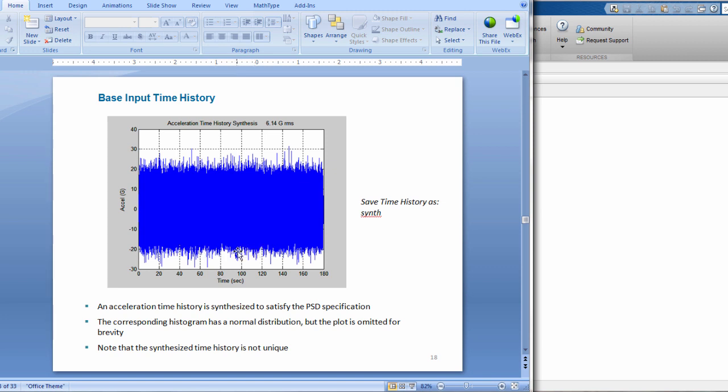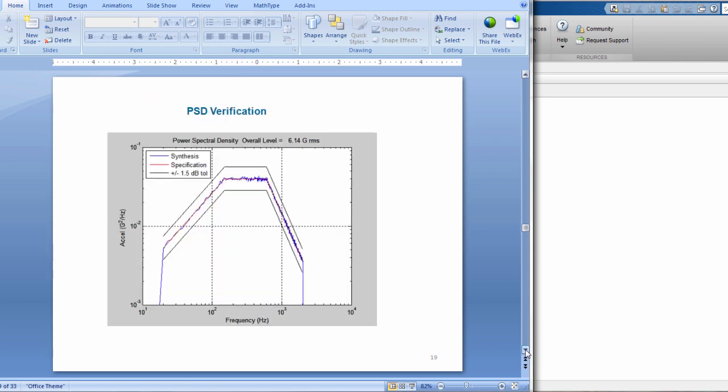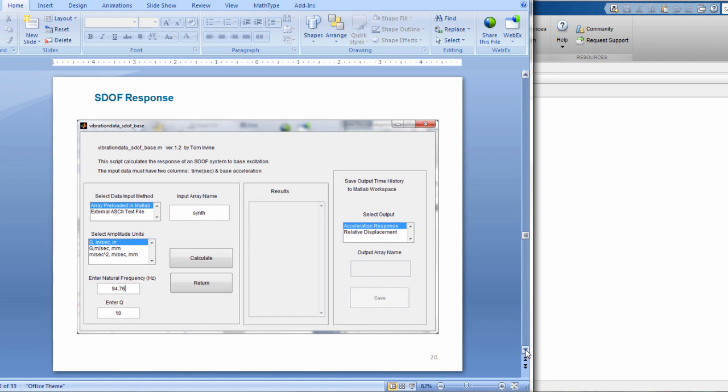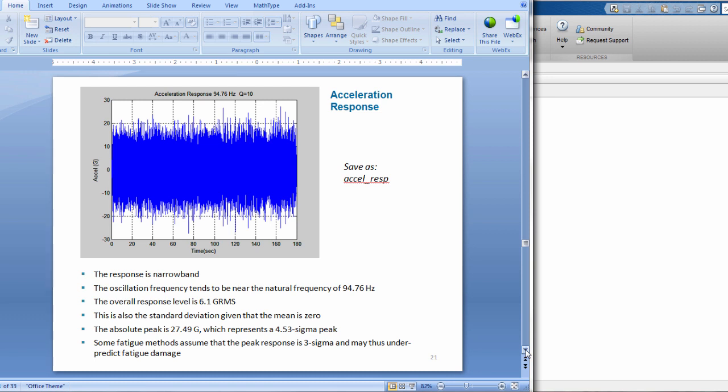Now this is the slide version, and it's not necessarily the same one I just generated in our webinar class here. That just has to do with the random number seeds and that sort of thing. But the key statistical parameters would all be similar. And we verified that the synthesized time history gave us a PSD that complied with the specification. Then we took a look at the response.